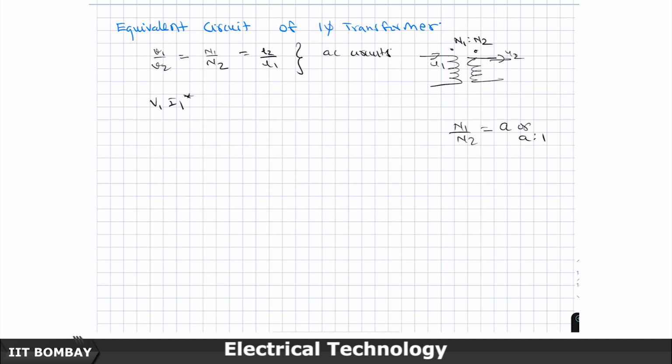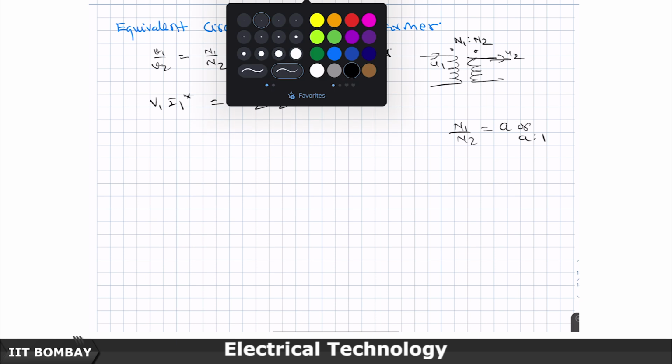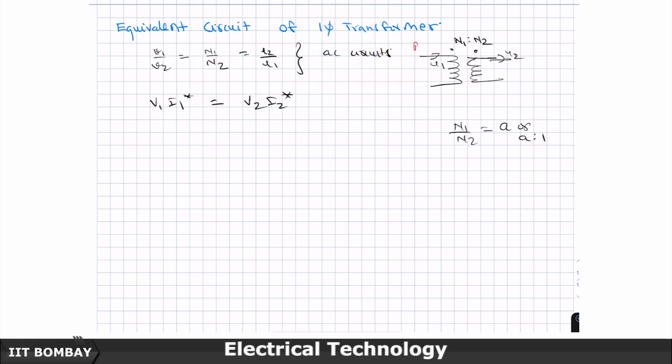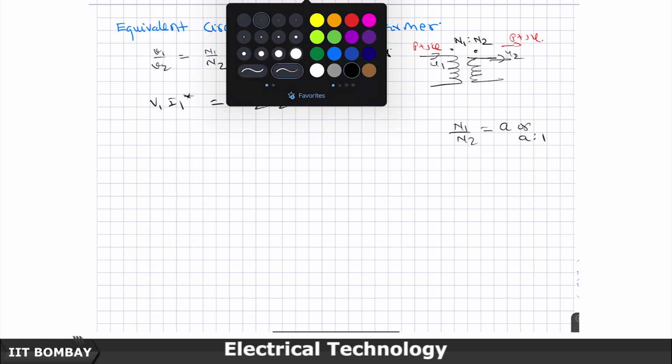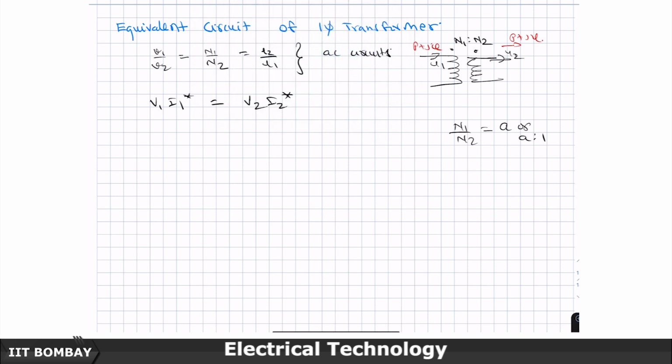And then we also saw that for an ideal transformer, V1 I1 star is equal to V2 I2 star. So, if the P plus jQ enters this primary winding, the same P plus jQ has to exit the secondary winding, the complex powers being equal. The next thing that we saw was that if I keep an ideal transformer at open circuit, means no load connected to the secondary.